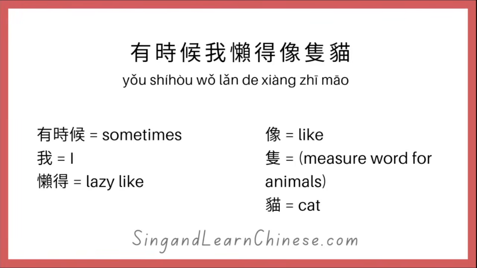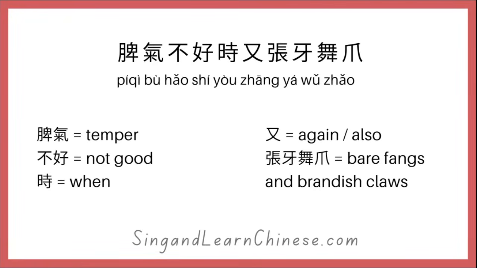有时候我懒得像只猫. So 有时候 sometimes, 我懒得 I'm lazy, 像 is to be like, 只 is the counter word for animals and other things, but 猫 is cat. So sometimes I'm as lazy as a cat. 脾气不好时又张牙舞爪. So 脾气 is mood or emotion, temper. 不好 is not good. 好时 is time. So when my temper is not good, 脾气不好时又张牙舞爪. And then 又 is again or also, and then 张牙舞爪 is a set phrase that just means baring your fangs and claws, like a cat.